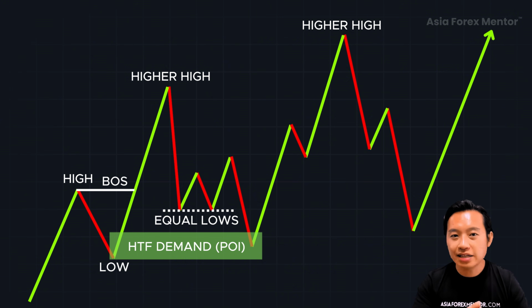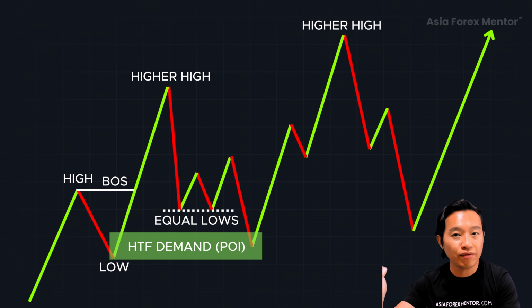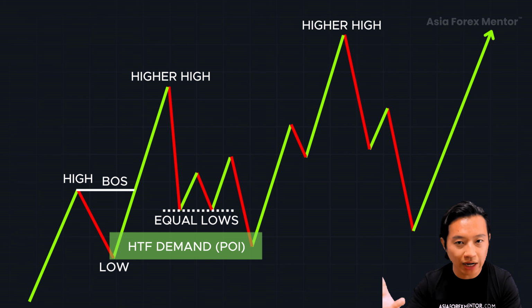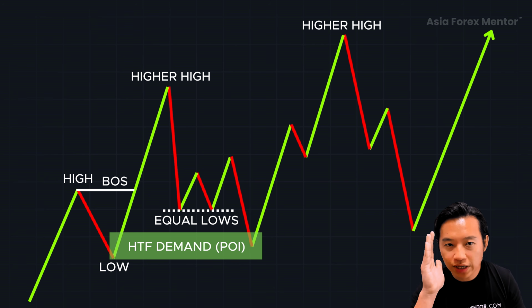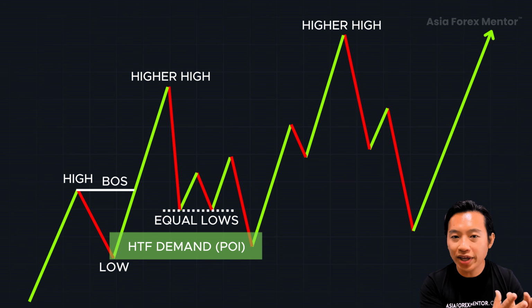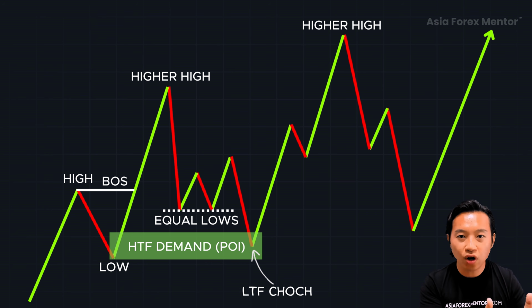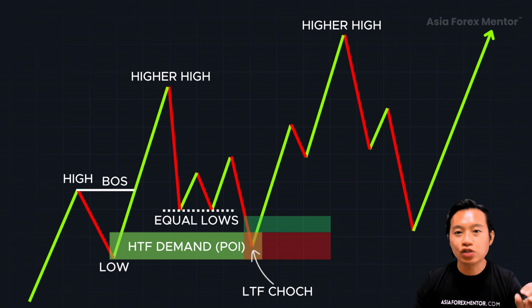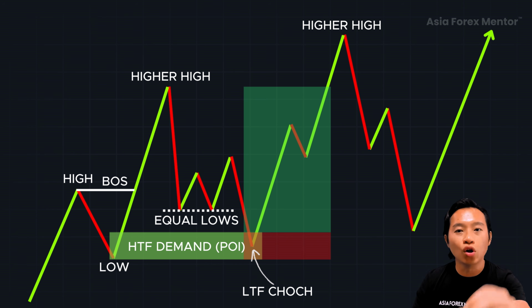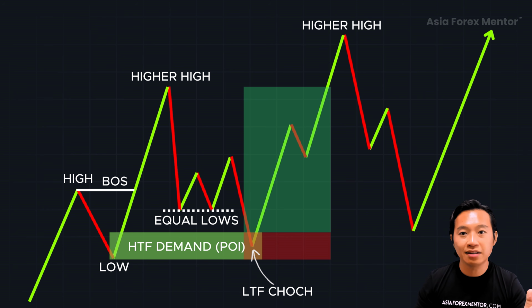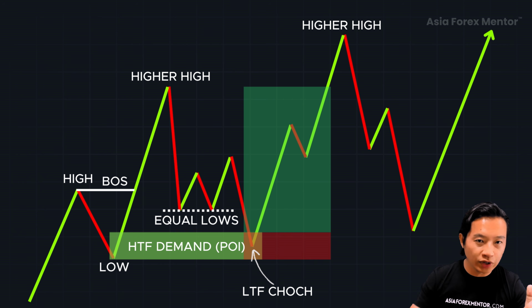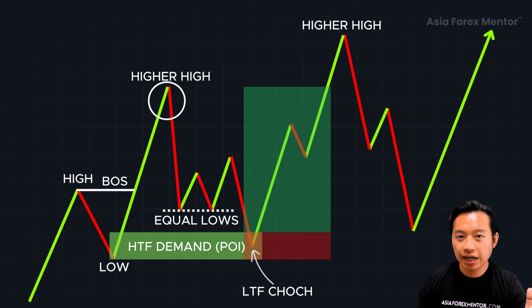As price moves towards this higher time frame point of interest, POI, what do we do? We focus on the lower time frame. Within this zone, we look for a change of character in the lower time frame, and identify a new point of interest for our trade setup. Once these conditions are all met, that's where we go long with our target set at the external liquidity area, which is the swing high.